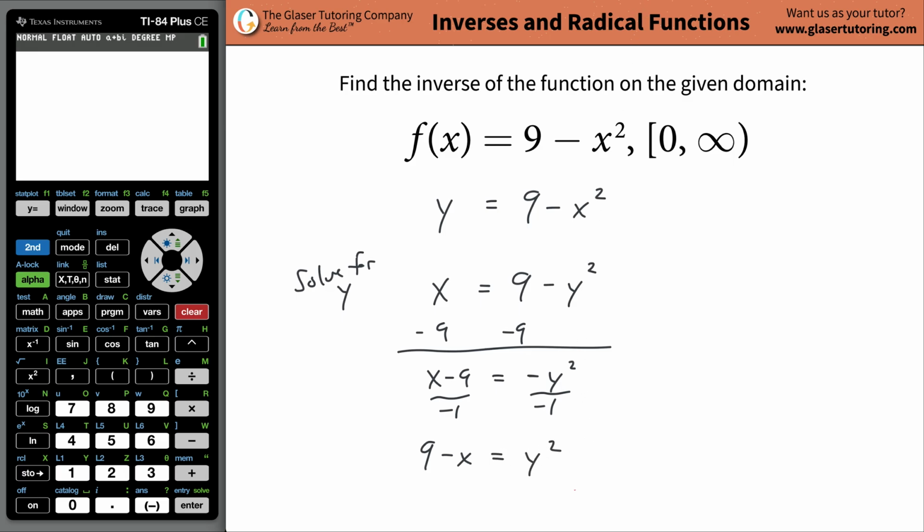And then, to solve for y, I have to get rid of the square, so I'm going to square root both sides. And that leaves me with the square root of 9 minus x equal to y. And that's basically the inverse function.